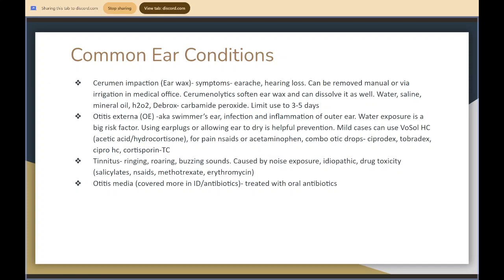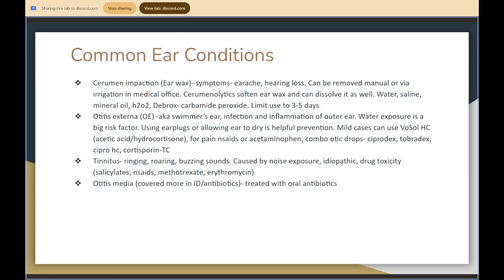So, the medications that we can use, ceruminolytics, once again, we are not being tested on pronunciation, forgive me, soften earwax and can dissolve it as well. Debrox is over the counter. It is the most common, and it is carbamide peroxide. The instructions are 1 ear at a time because if you put it in one ear and then immediately put it in the other, it will just run out of the other ear. It will not have time to act.